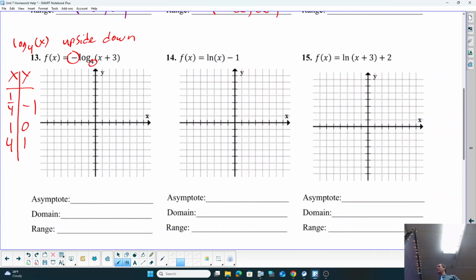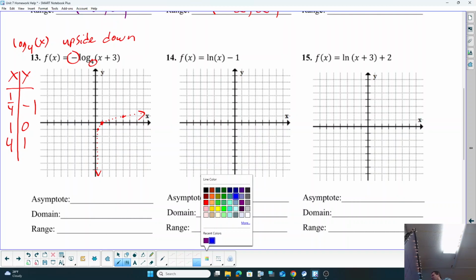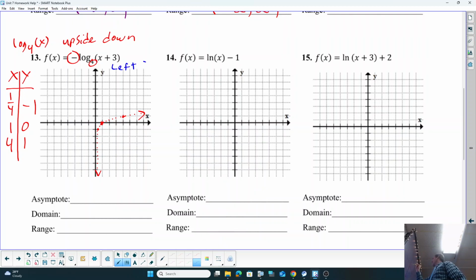Okay, so then we're going to show you the shifting here now that we're doing base 4 still. The original parent function, we'll do with the dashed line, was 1, 0; over 4 up 1; and then over 1/4 down 1. And so this was the parent function. And so we're going to go in and shift that now and flip it upside down. You ready? Here we go. What does +3 inside the parentheses mean?